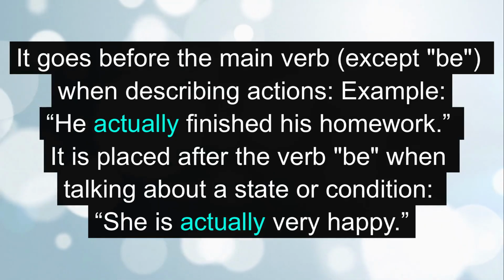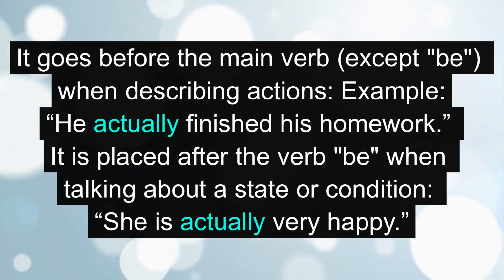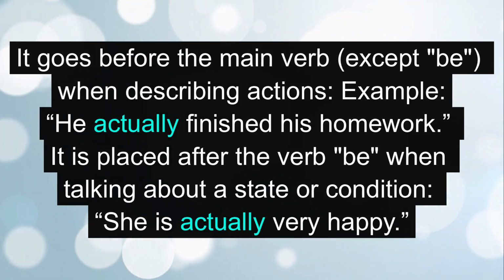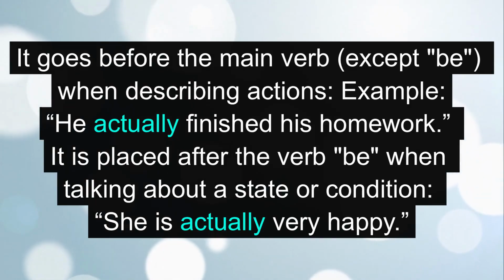It goes before the main verb, except be, when describing actions. Example. He actually finished his homework. It is placed after the verb be when talking about a state or condition. She is actually very happy.